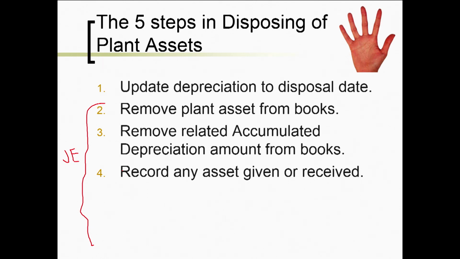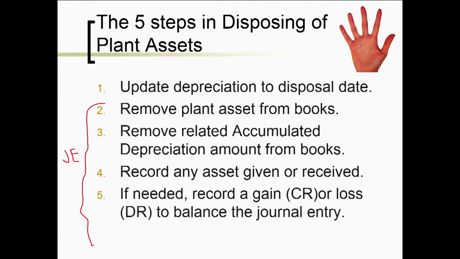And then the last thing you do, this is important. If needed to balance the journal entry, you record a gain or a loss, okay? The debits need to equal the credits. If you do steps 2, 3, and 4, and the journal entry doesn't balance, then you balance the journal entry. If you have to debit something to balance it, then you debit a loss on disposal. If you have to credit something to make the journal entry balance, then you're going to credit gain on disposal. You with me?